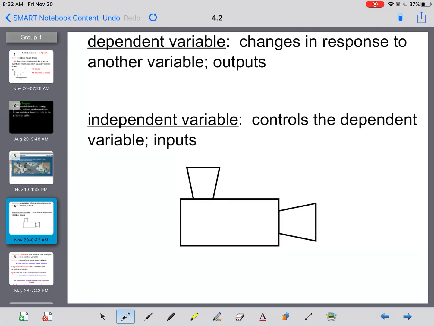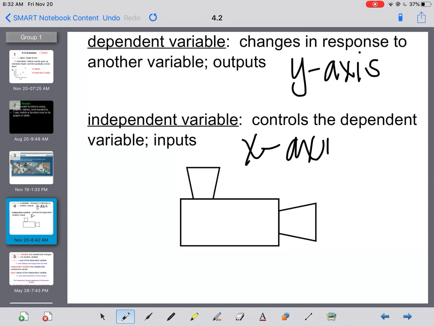All right, vocab words for today are dependent variable and independent variable. The dependent variable changes in response to another variable. So this one depends on something else. That is your output, and it's also everything that gets graphed on the y-axis. Independent is the one that controls that dependent variable. Those are your inputs, what you plug in, and those are your x's or your x-axis items.